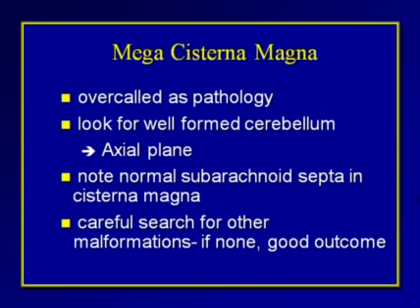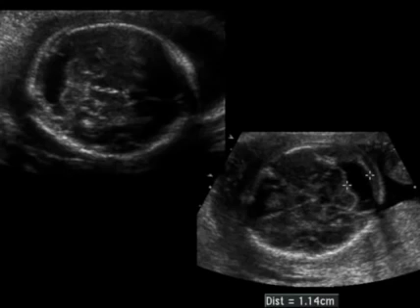There are normal septi that run through the back of the cisterna magna, and those can be identified and should not be mistaken for a cyst. And again, when the cisterna magna appears large, do a careful search of the brain for other malformations. If it's an isolated finding, the likelihood is that there will be a good outcome in the fetus.